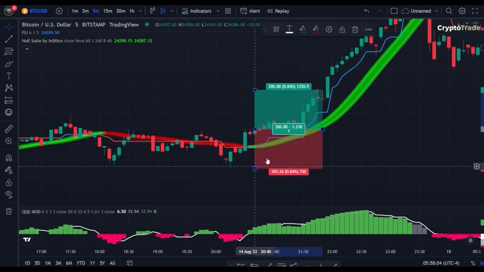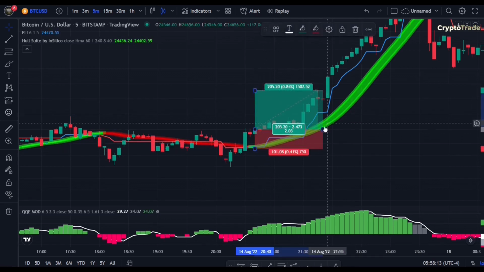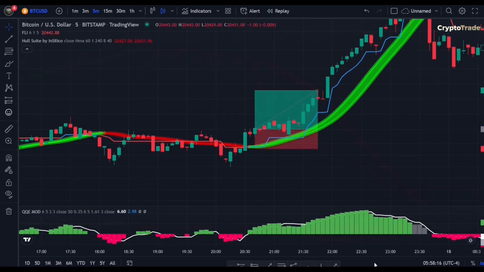Place the stop loss below the FLI blue line. The risk to reward ratio will be set to 1 to 2. I hope you have understood the buying strategy.